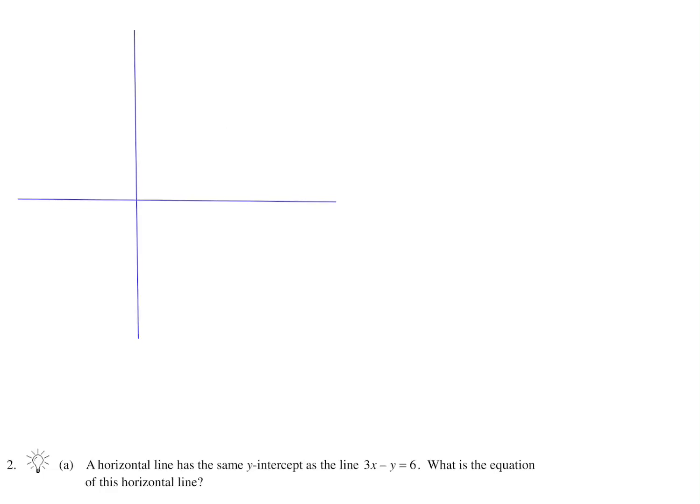So I've got my little coordinate axes here, x and y, and they're saying that 3x minus y equal to 6 has the same y-intercept as some horizontal line. So first let's figure out what that y-intercept is. How do you figure out the y-intercept? You set x to 0.